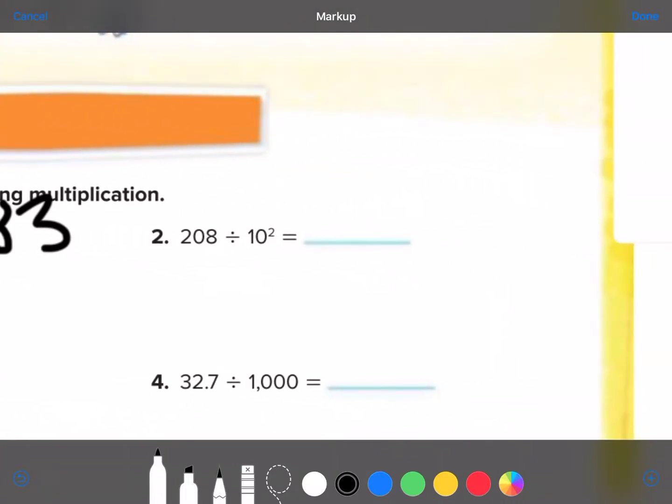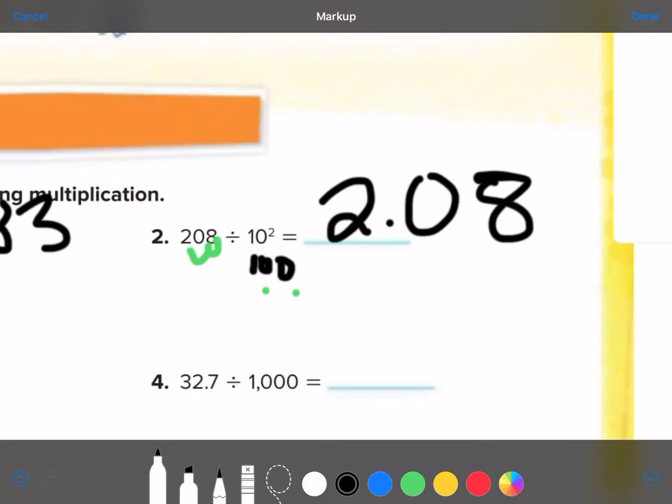Okay, this one we get to translate. 10 squared is like saying 10 times 10, which equals 100. Or it's also like saying 1 with 2 zeros behind it. So we are going to move that decimal 2 spots. And where's the decimal? We have a whole number here, 208. Right, there's always a decimal right there, so we're going to go 2 spots, 1, 2. So then our answer is going to be 2.08.